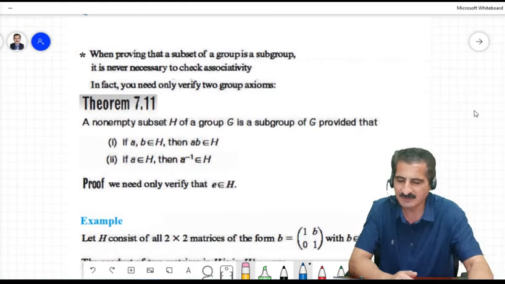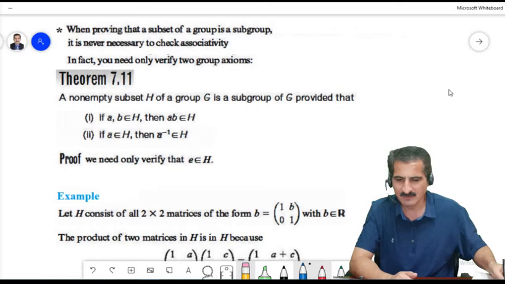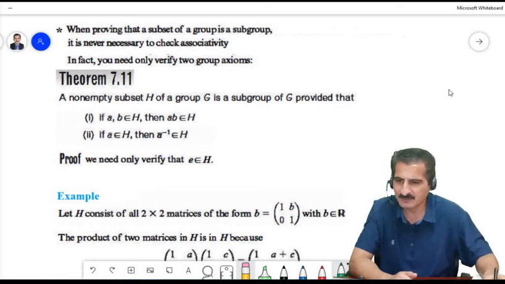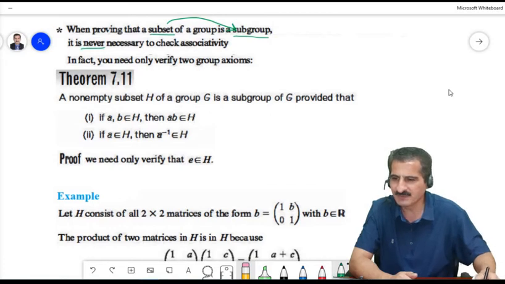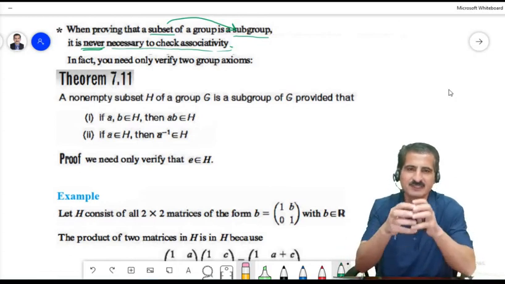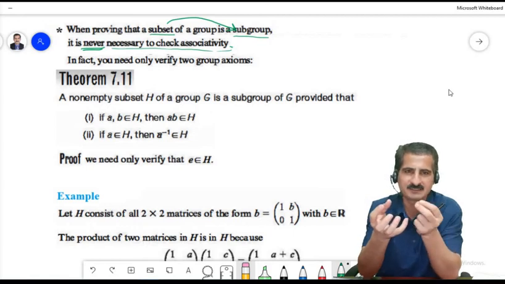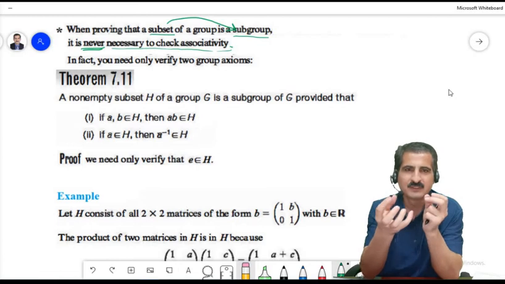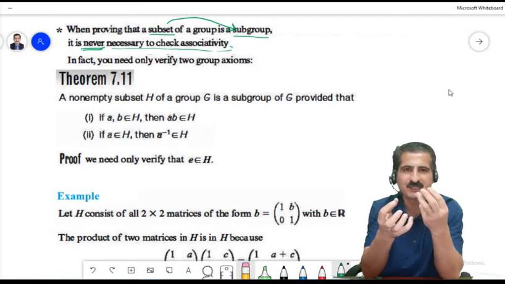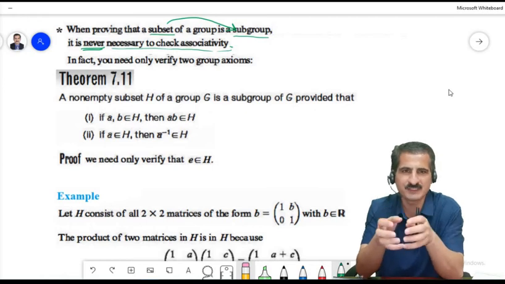Now let us learn some results and facts about these subgroups. Okay. So when proving that some subset is a subgroup, it is never necessary to check the associativity. This is what I have already talked about when I talked about the examples that contain L and H. Now what this says, if I have H, a subset of a group G, take this H, take any three elements inside it and see if the associativity happens or not. Now we are taking three elements from H, but these three elements are essentially from G, so they satisfy the associativity. So we don't have to satisfy it again inside H.